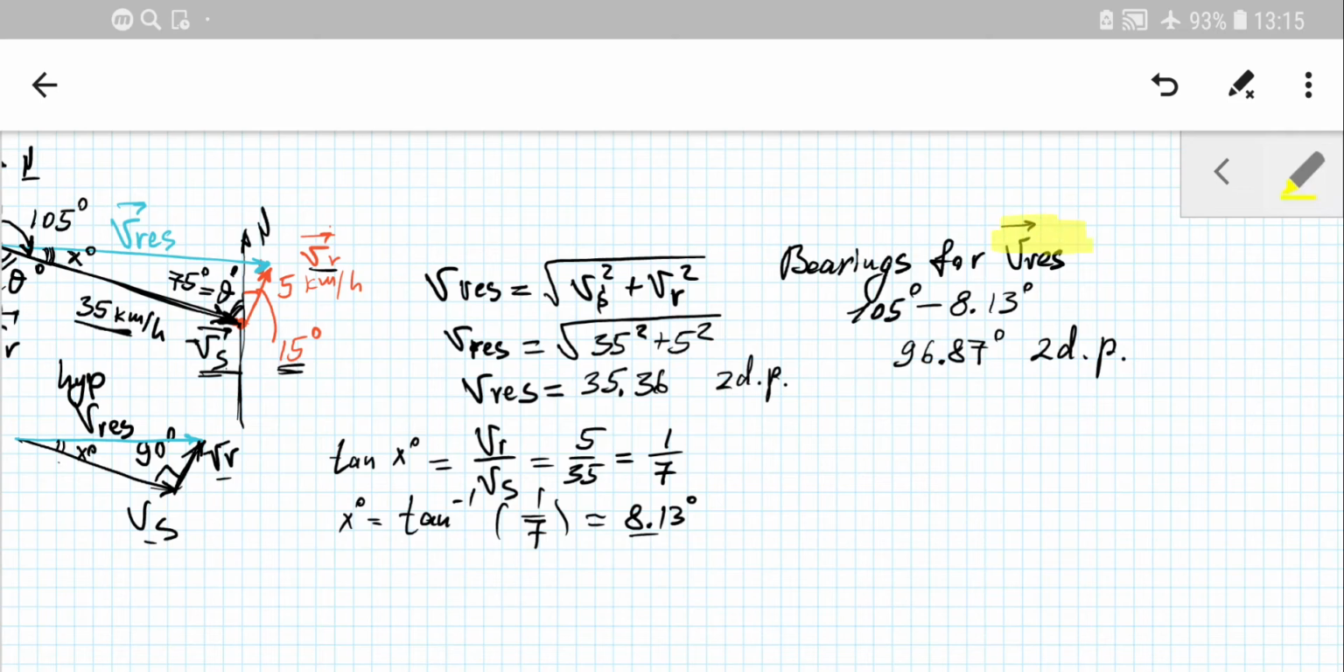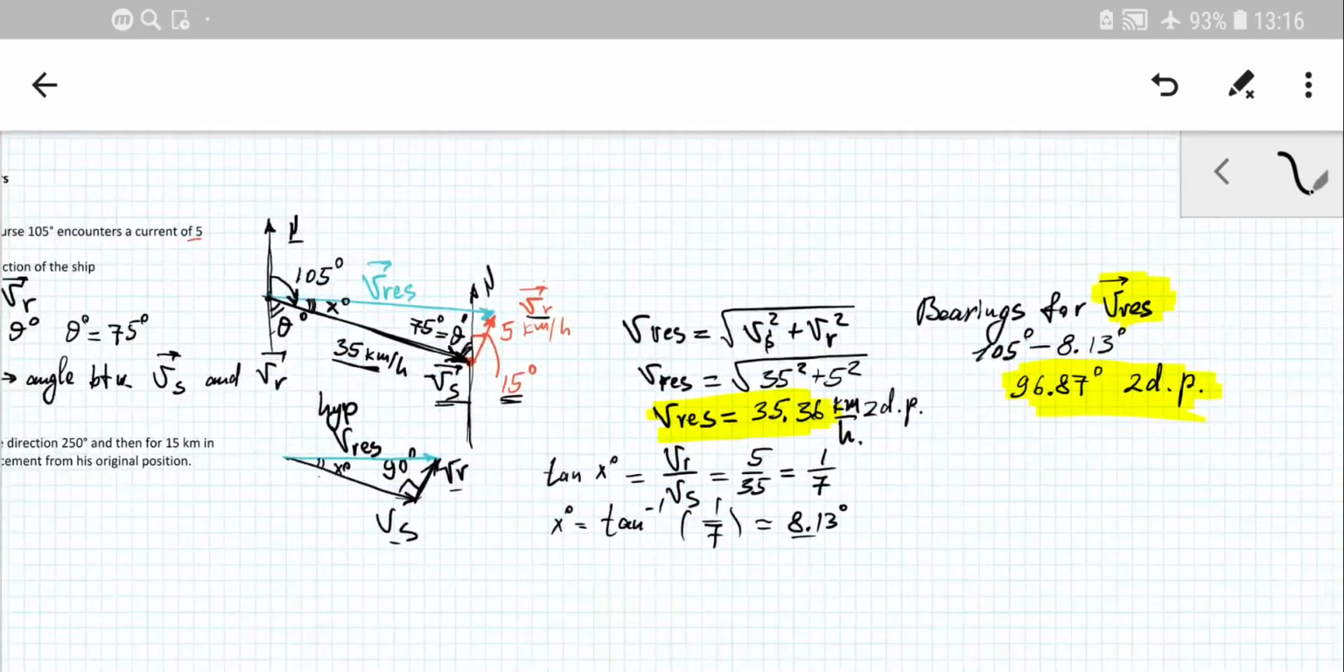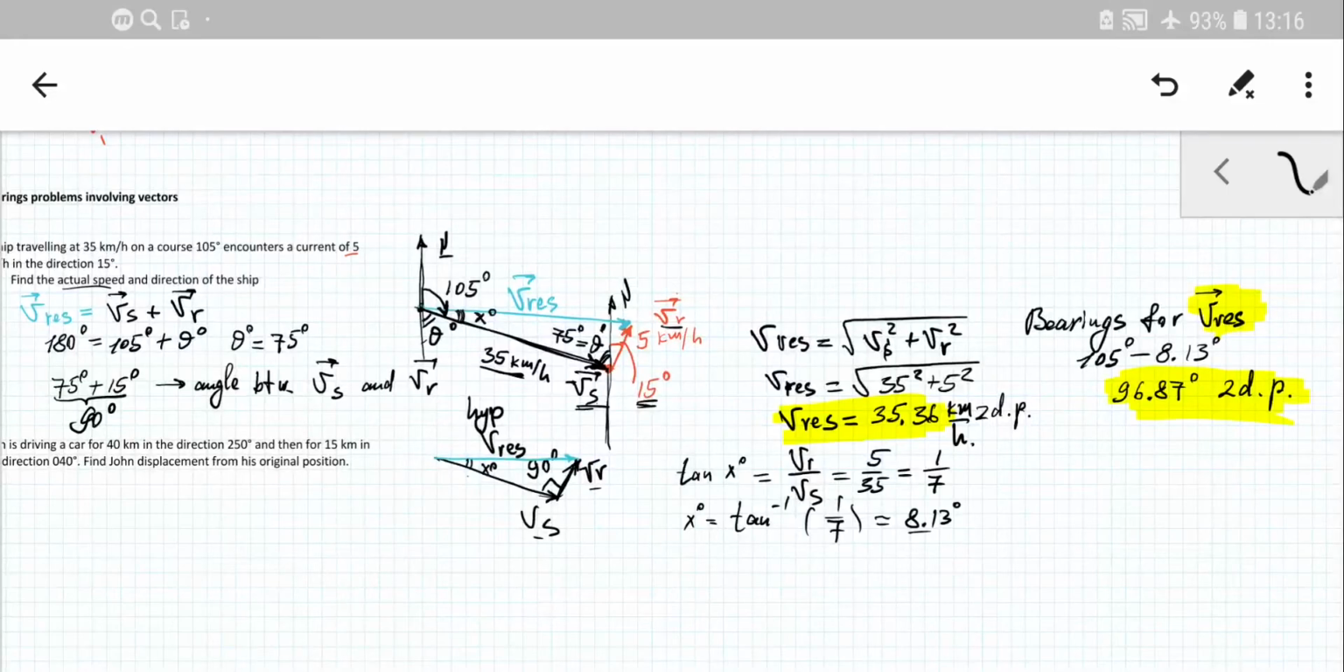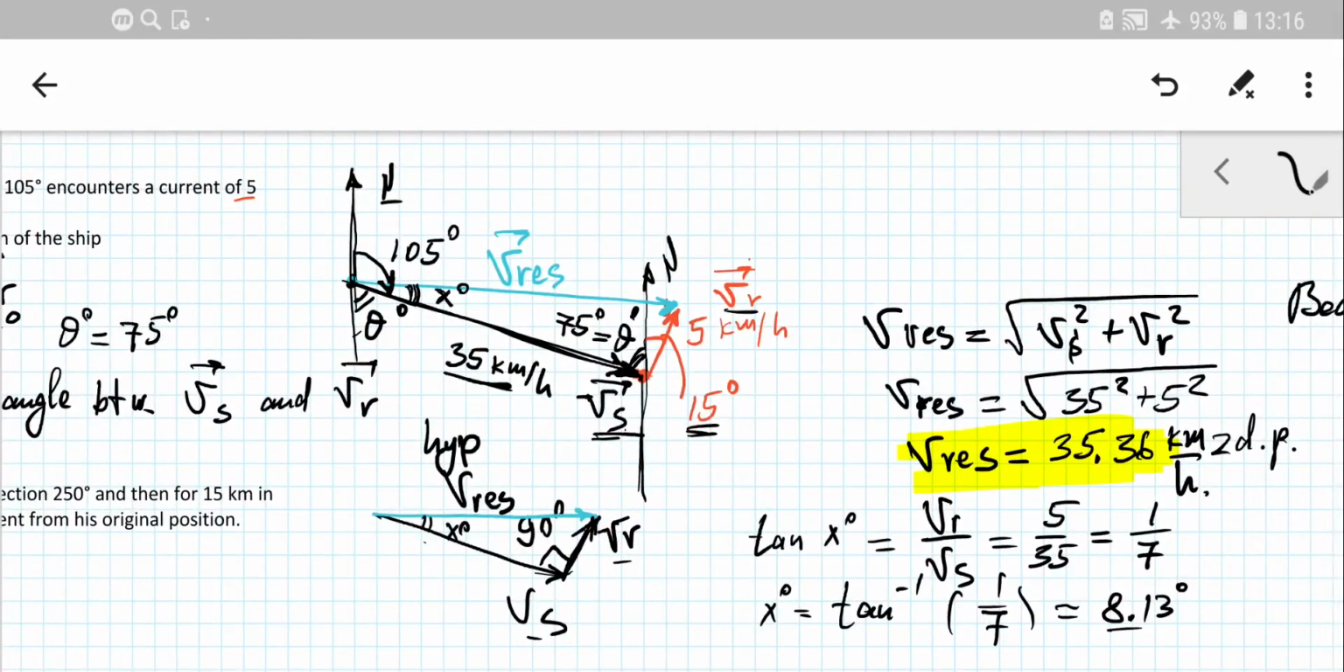Okay, so that's the resultant variance for V resultant. And we actually determined the length of this vector, which is 35.36. The units for that, of course, are kilometers per hour. So guys, you understand that that's mostly about the angle properties.